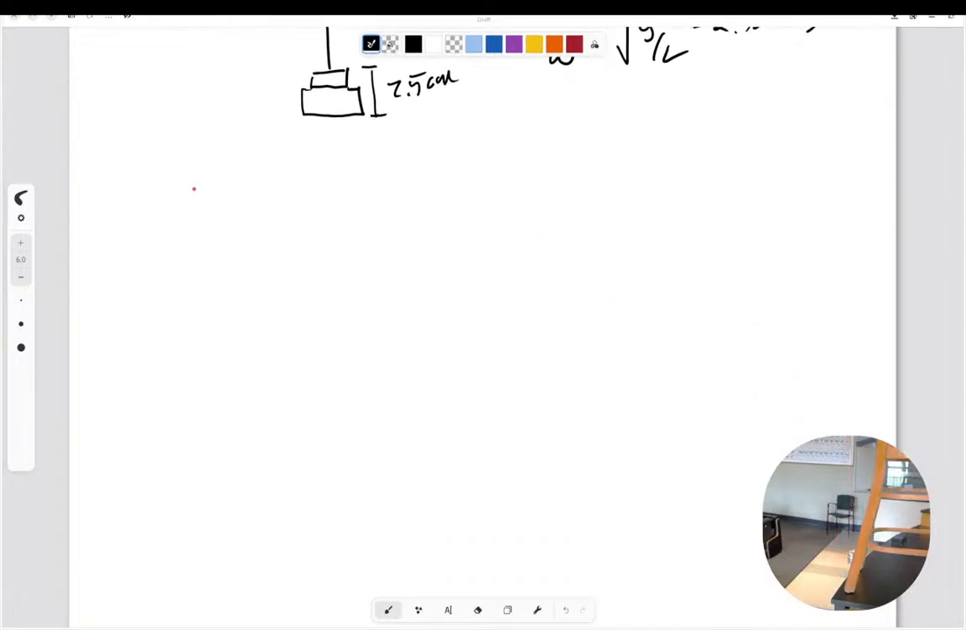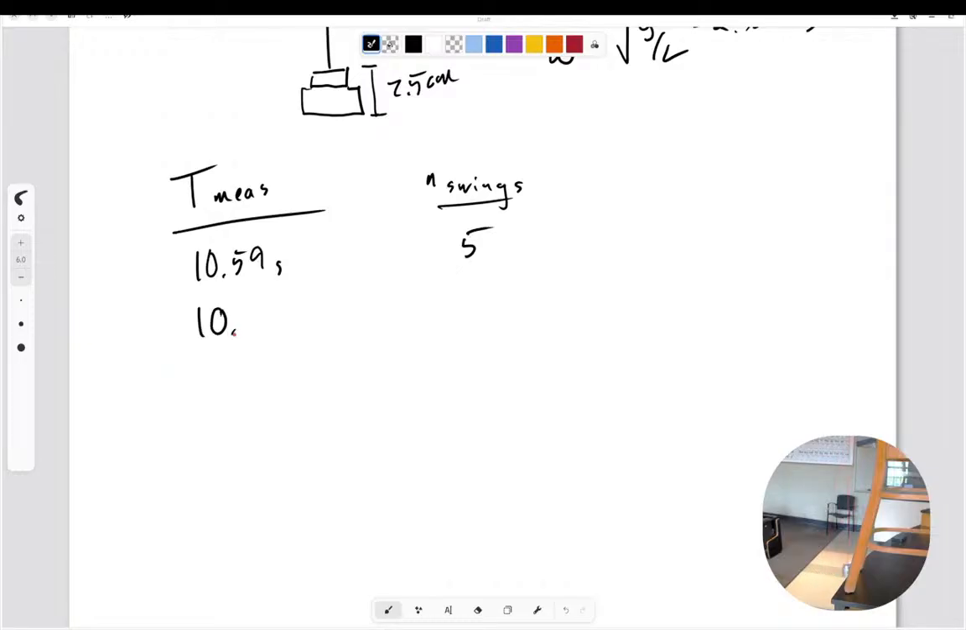All right, so let's measure the time for N swings. So what did we get? 10 point what? 10.59 on yours? 10.59 seconds, 5 swings. What was the other one? 11.1? 10.8 seconds for 5 swings. And then we had, what were the other ones?